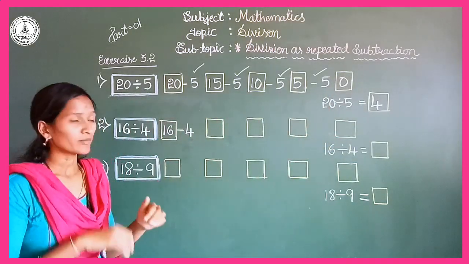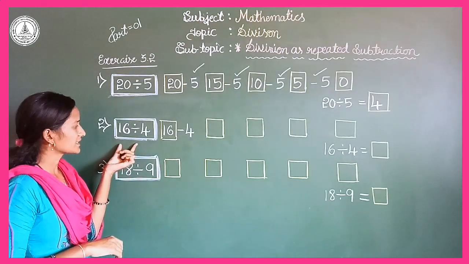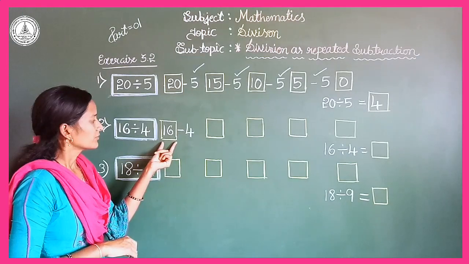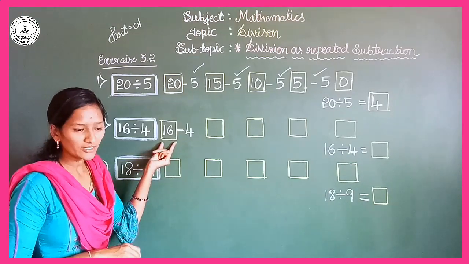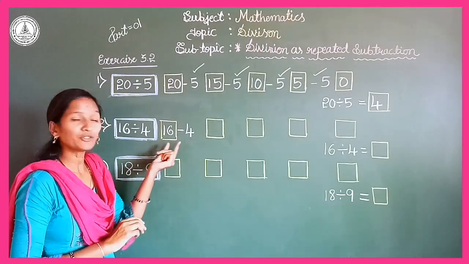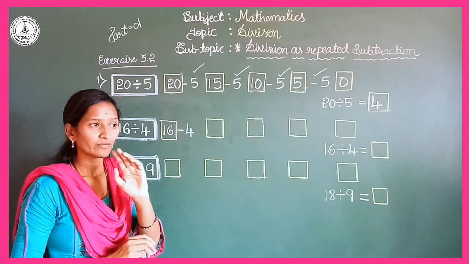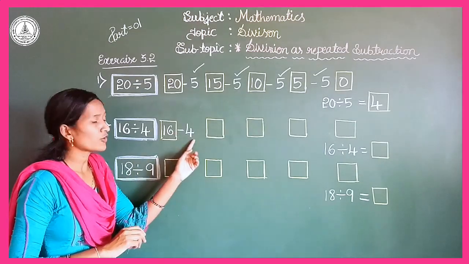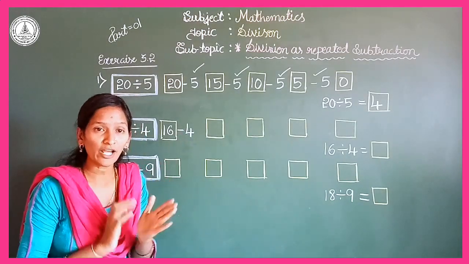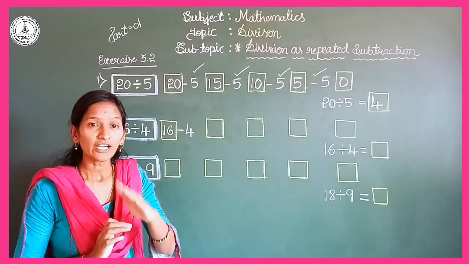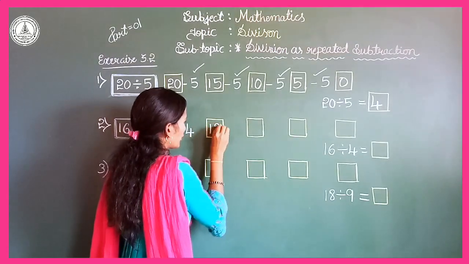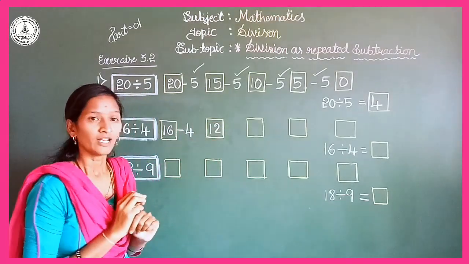Right? So now come to the second one. It is 16 divided by 4. So here first you have to write down the number 16. That is the big number, right? So for the number 16 you have to subtract 4. So 16 minus 4 is equal to what? 16 minus 4, it is 12. So write down 12 here.